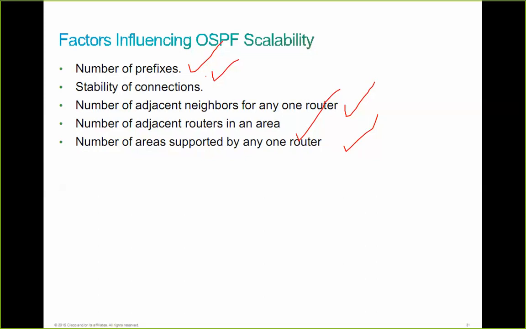But the first and most important decision when you're designing an OSPF network is to determine which routers and links should be included in the backbone area and which routers and links should be included in the adjacent areas to the backbone. That's the most important aspect. All right? All right. And we'll get into that in more detail as we move through the chapter here.